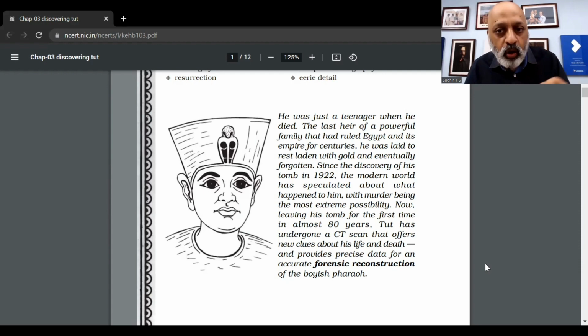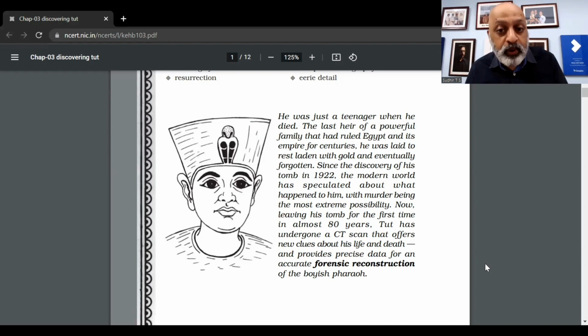The last heir of a powerful family. Last heir means the successor, that had ruled Egypt and its empire for centuries. He was laid to rest, that is, he was buried, laden with gold and eventually forgotten. He was buried with a lot of gold and people forgot him. Since the discovery of his tomb in 1922, the modern world has speculated about what happened to him. That is, there is curiosity. How did he die? And at what age precisely did he die?